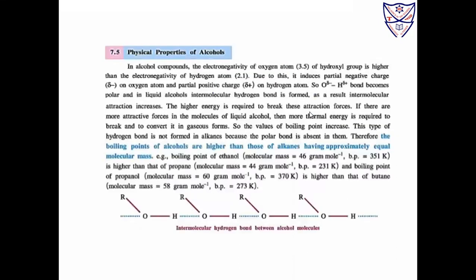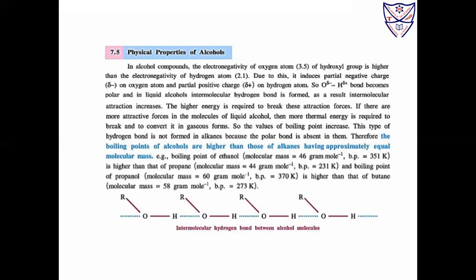Fine. So the physical properties of the alcohol is what? In alcohol compounds, the electronegativity of an oxygen atom of a hydroxyl group is higher than the electronegativity of a hydrogen atom. So due to this, it induces partial negative charge, that is delta negative, on oxygen atom and the partial positive charge, that is delta positive, on hydrogen atoms. So the oxygen delta minus and the hydrogen delta plus bond becomes polar. So the negative and the positive attract to form a polar bond.